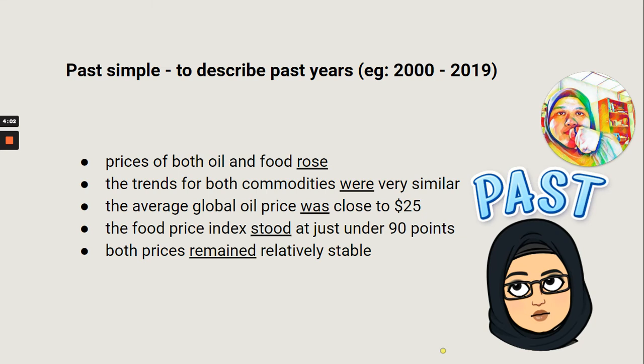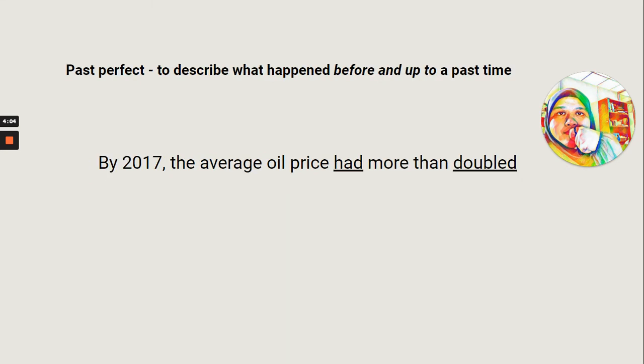So what's next? We have past perfect tense. Past perfect tense functions to describe what happened before and up to a past time. For example, by 2017, the average oil price had more than doubled. So the verbs had and doubled would be in the past perfect tense.